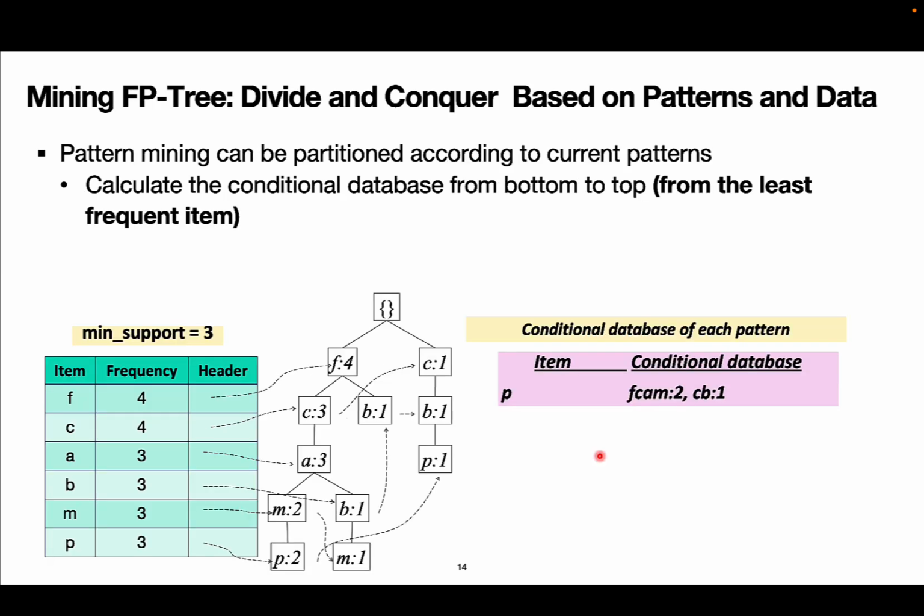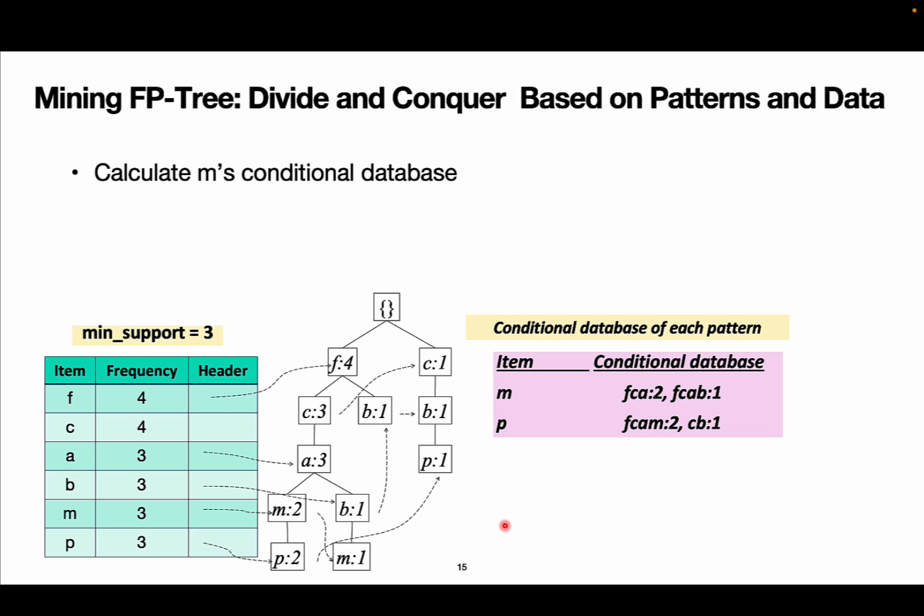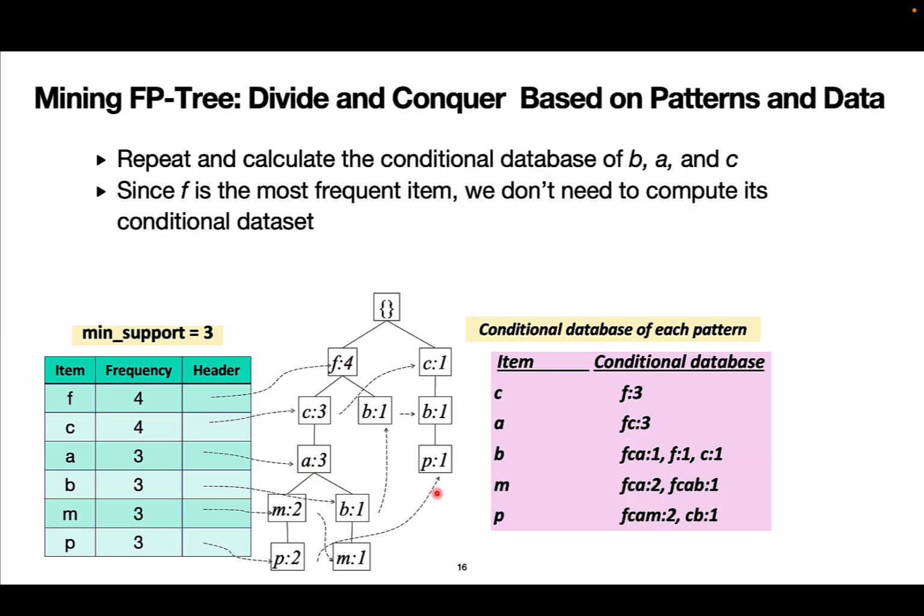After that, we identify the conditional databases for each pattern and recursively repeat the process, which is building an FP tree for each conditional database and work our way to identify those frequent patterns. This is the conditional database for M, traversing M bottom up, FCA, and FCAB. Similarly, we find the conditional databases for B, A, and C.